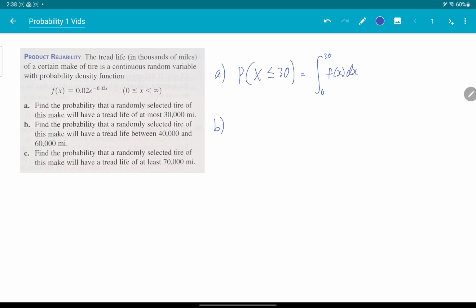For part B, we're looking at the probability that the tread life is somewhere between 40,000 and 60,000. So that is probability P of x between 40 and 60. And as an integral, we get this guy.